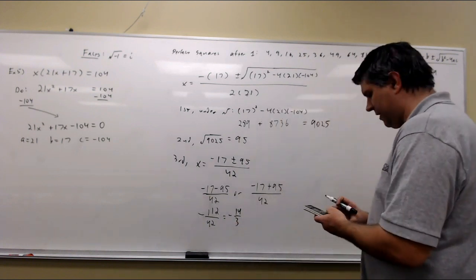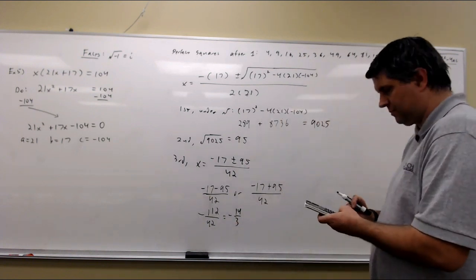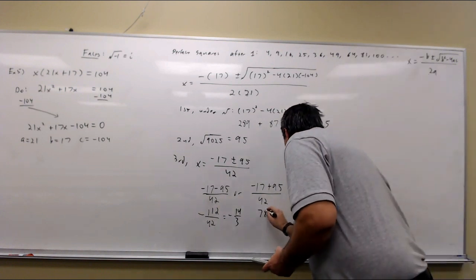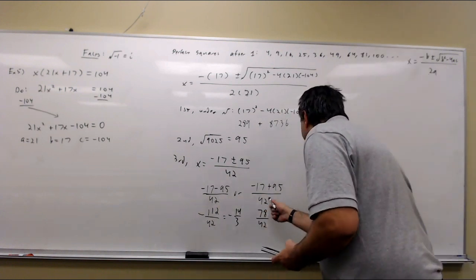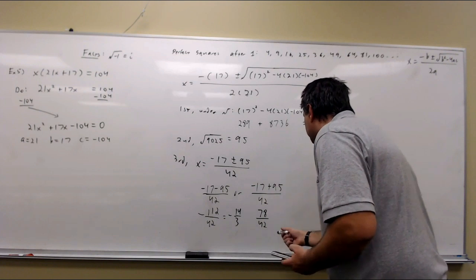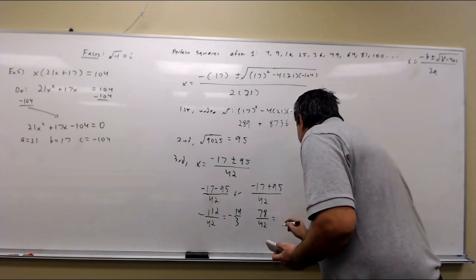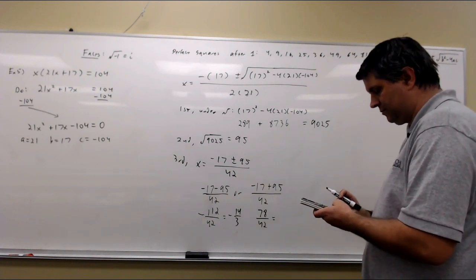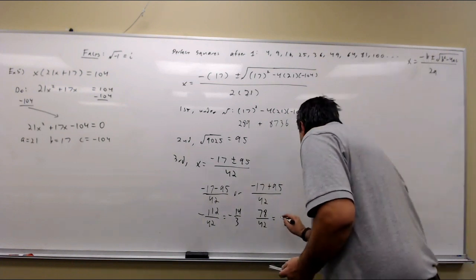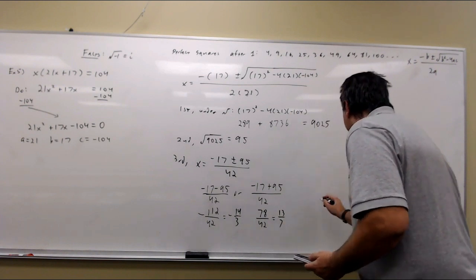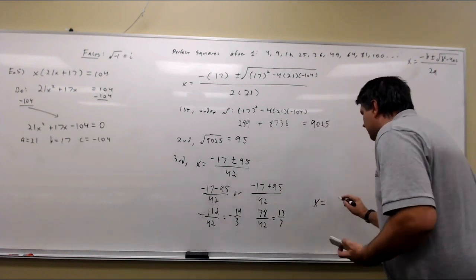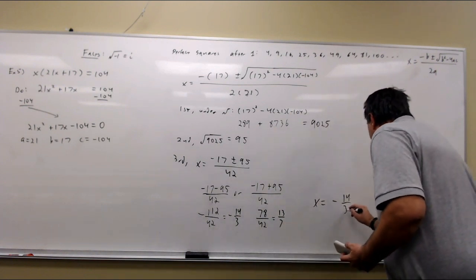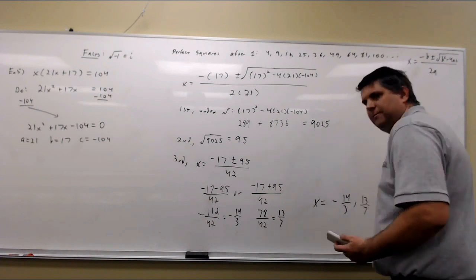This was 78 over 42. Both of these are divisible by 2, so this gives me, they're also divisible by 6. That gives me 13/7. So x equals negative 14/3 and 13/7.